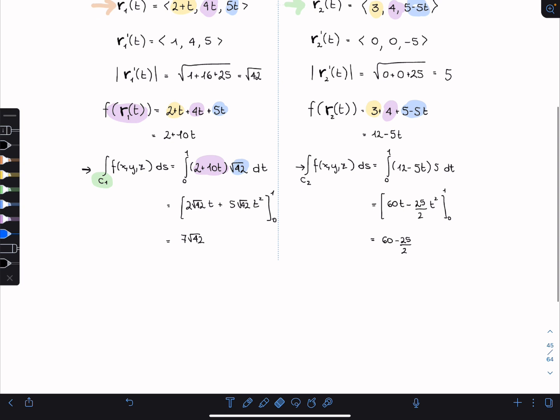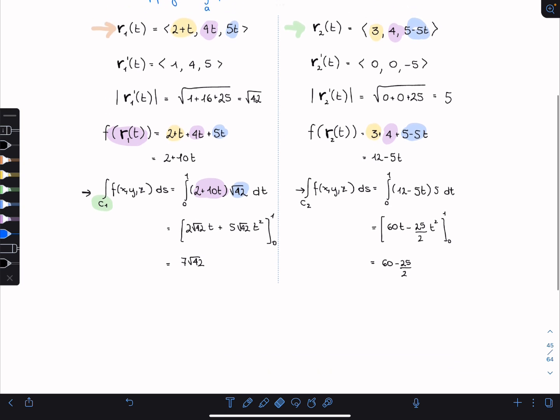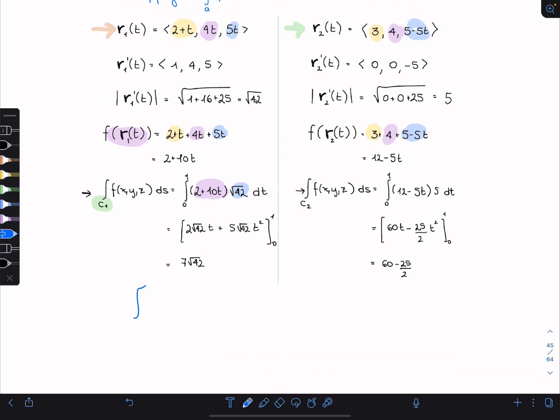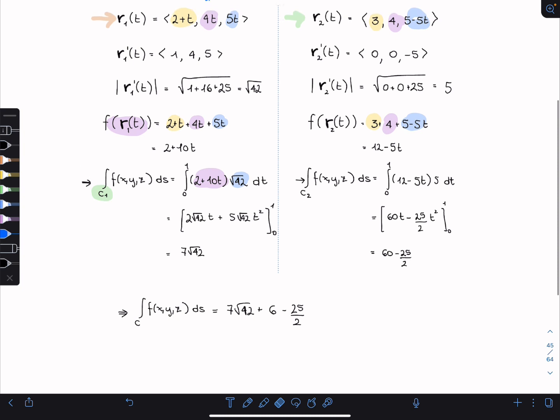Now we use the fact that the integral, and I abuse a bit of notation, on C is equal to the integral on C1 plus the integral on C2. And we get that the line integral of the function on the curve C is equal to 7 square root of 42 plus 60 minus 25 over 2.